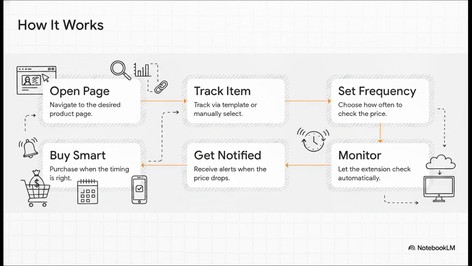Step 1. Simply open the product page of the item you want. Step 2. Click to track it, either using a predefined template or by clicking on the price element manually. Step 3. Set your checking frequency. Step 4. Just close the tab and forget about it. Let the extension monitor the prices directly inside Chrome. Step 5. Wait for that beautiful browser notification telling you the price has decreased. And finally, Step 6. Open the page and buy when the timing is exactly right. It literally turns a super stressful process into a completely passive one.